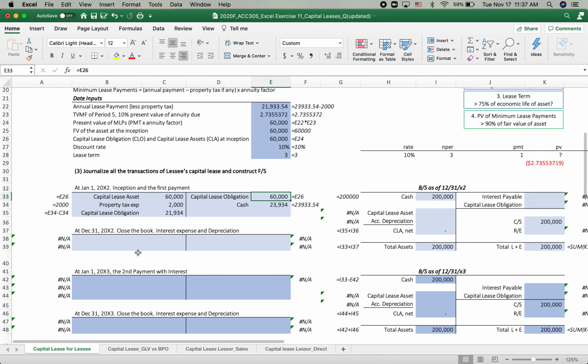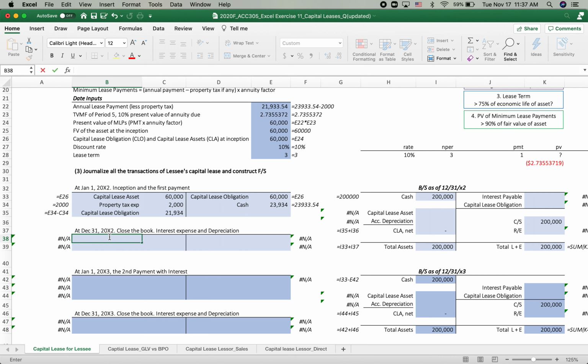But when we close the books at the end of the first year, the interest expense and depreciation should be recognized. First, interest expense. It's very important to recognize the interest expense and the depreciation because that affects the net income, the actual performance of the company every year. The ultimate goal of a company is to increase the net income every year. So how much interest expense we recognize is really, really critical.